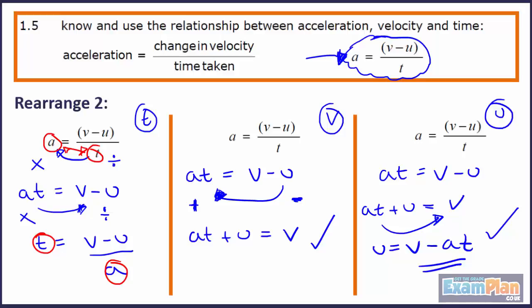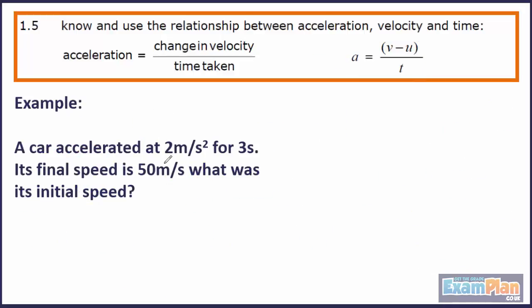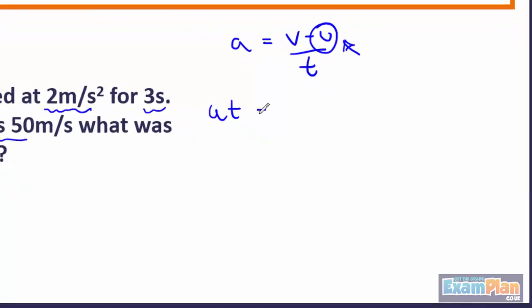Let's look at one final example. In this example, a car accelerated at 2 meters per second squared for 3 seconds. Its final speed is 50 meters per second. What was its initial speed? We are going to use the second method of rearranging, so we want to make u, which represents the initial speed, the subject of the formula. So here goes.